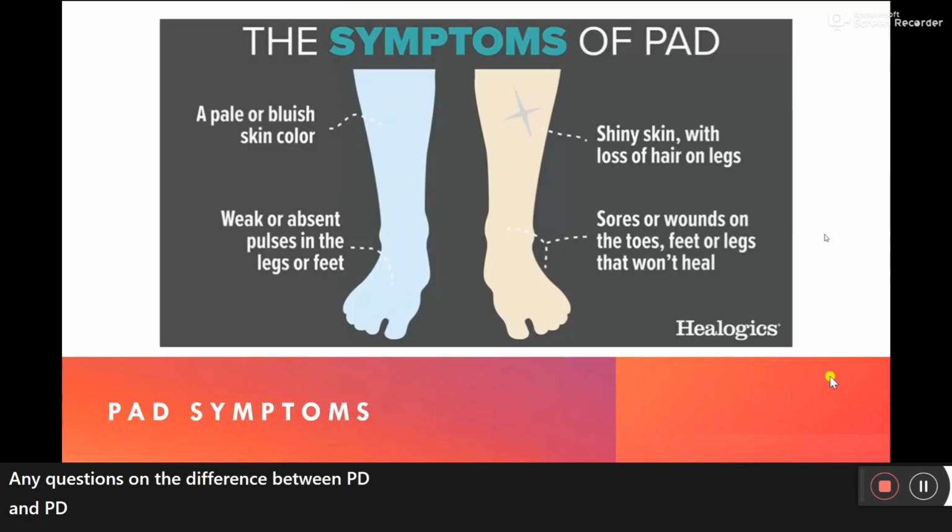Alright, moving on. So here's a nice little graphic that gives you the difference between the different symptoms of PAD. With PAD, remember that is a lack of blood flow. Okay, we're worried about ischemic events. So with PAD, the skin may be pale or have a bluish color. We have a lack of oxygenated blood flow reaching the muscles, so they're not going to have that well-perfused, full of color look. The patient is usually going to have weak or absent pulses in the feet.